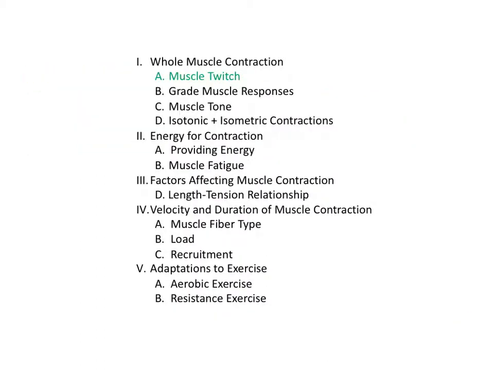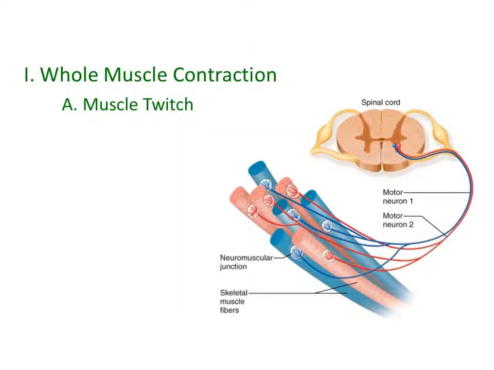To start out with, we will be talking about a muscle twitch, which is the artificial event of a single muscle fiber twitching or contracting by itself. A muscle twitch is something that is not physiological, but is the response of a motor unit to a single action potential.